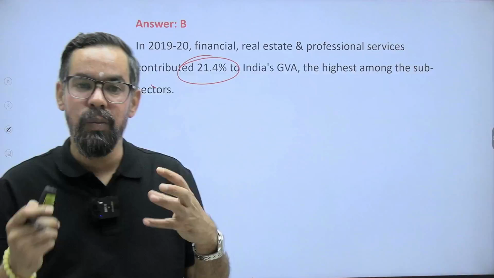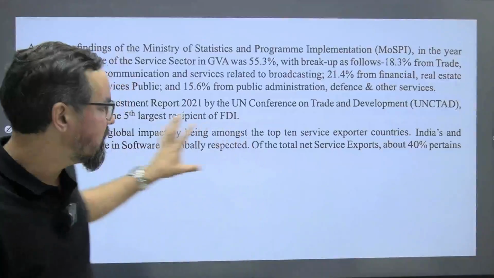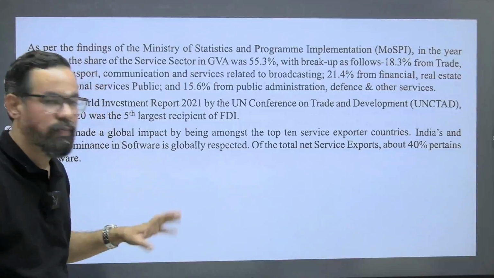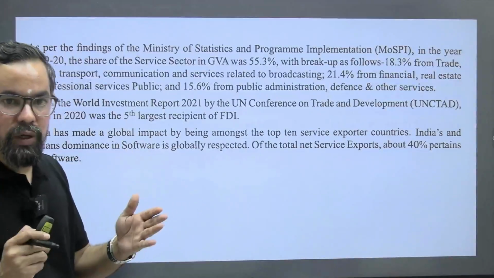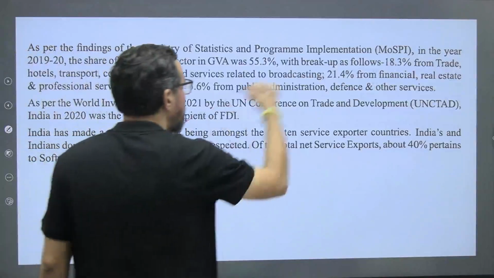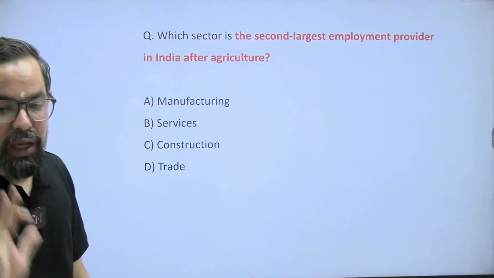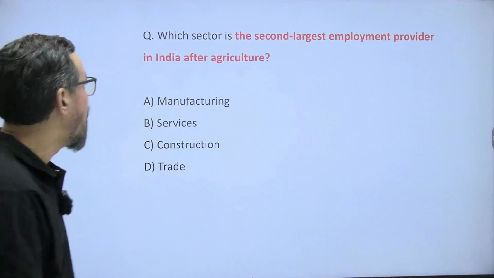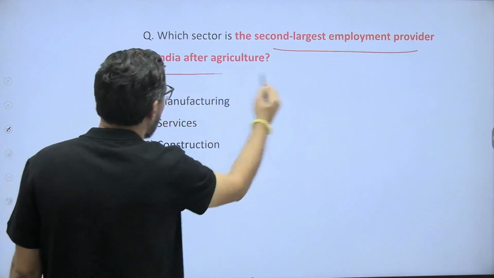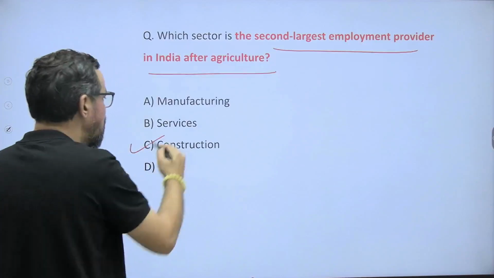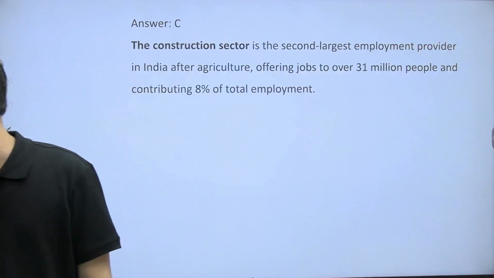Though they can ask some question around the budgetary things, we will cover those. Sometimes people get confused whether we have to read those. I'll always recommend that you just ignore these things. They are never ever going to ask any question around these areas. Which sector is the second largest employment provider in India after agriculture? So what will be your correct answer? Construction will be the right answer for this one.